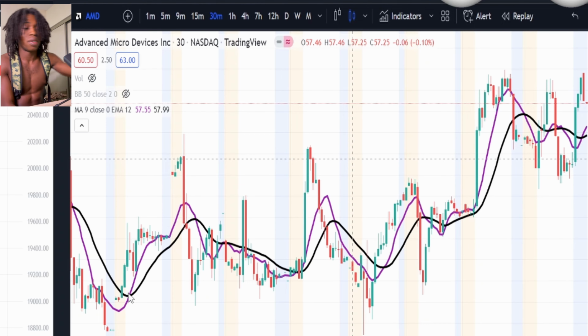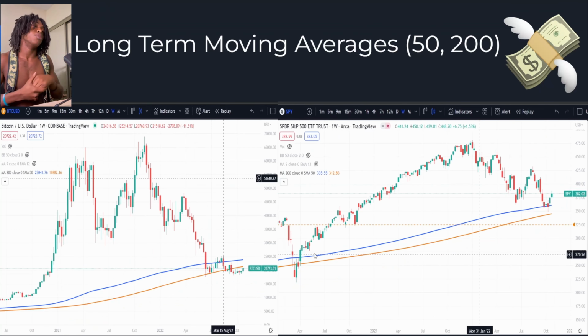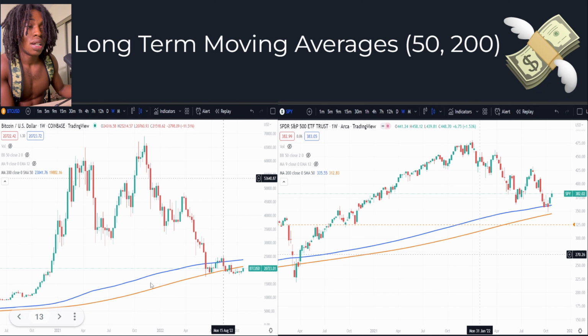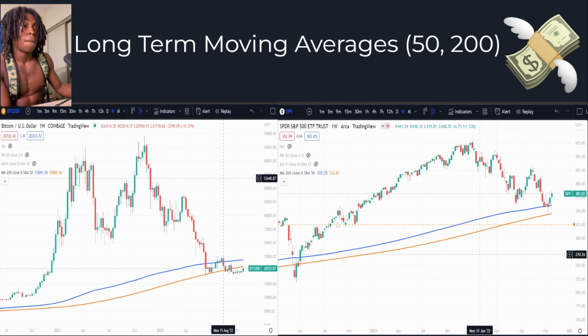These are the short-term moving averages. Long-term moving averages, we got the 50 and the 200. All right, so the 50 is the blue line, and the 200 is the orange line. And you see these are on the weekly charts, weekly Bitcoin, the weekly SPY. And this is like long term. This is how people are trading right now.